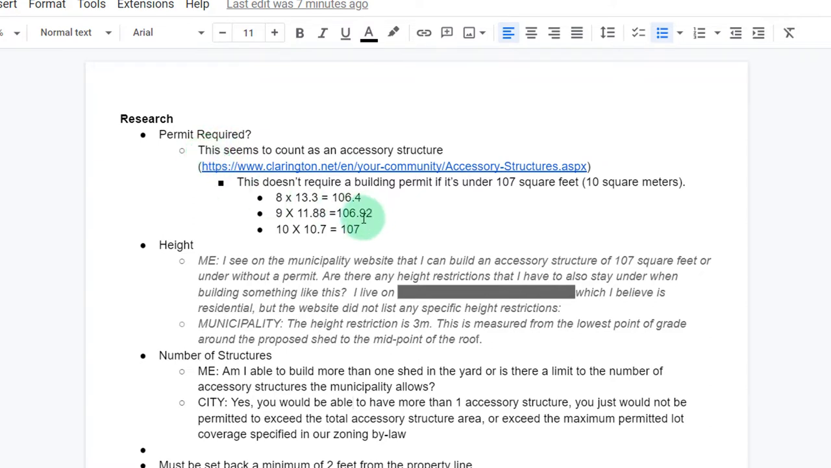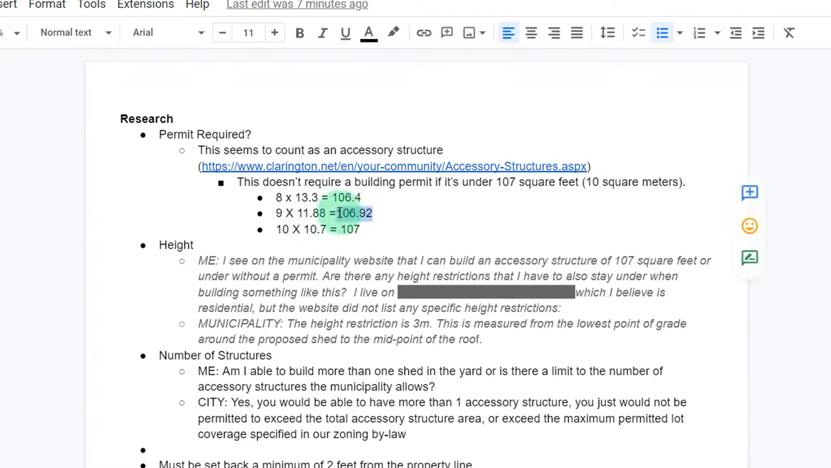What that basically means for me is that my goal now is to stay under this 107 square feet so that I can just keep things really, really simple. The configuration I'm looking at to make sure that happens is a rectangular shape, an 8 by 13.3. 8 feet by 13.3 feet will take me to about 106 and almost a half square feet, which is under.